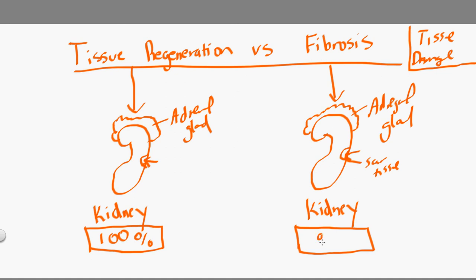So let's just take an example. Let's say it's 92% functioning. It doesn't mean the person's going to die or that something is wrong. It just means that the kidney or the organ there is not 100% like in tissue regeneration. And that is the difference between the two.